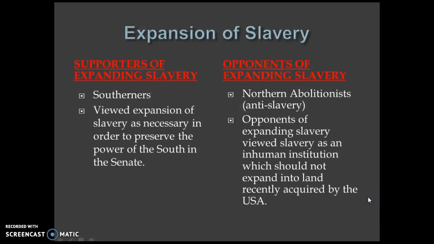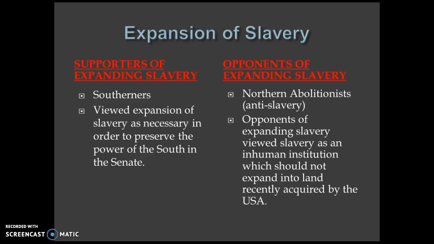So if you're a Southerner and you support the expansion of slavery, because remember, we're talking about manifest destiny, how the U.S. is adding a lot of land as we get closer and closer to the West Coast and the Pacific Ocean. Well, all those territories eventually become states. That's the idea. So the big question you have to answer is, are those states going to allow slavery, or are those states going to outlaw slavery?